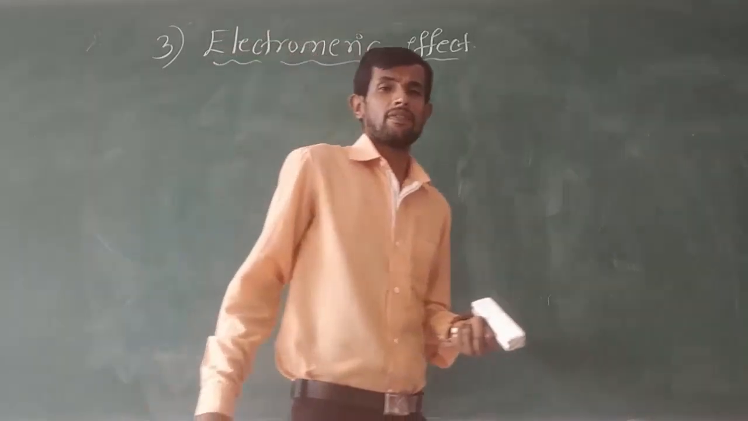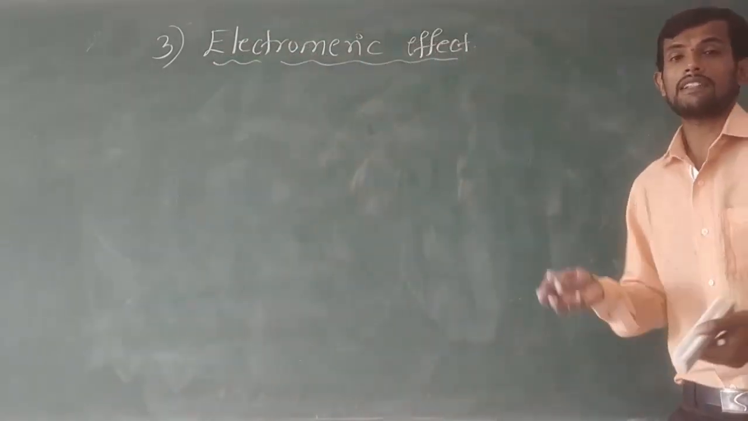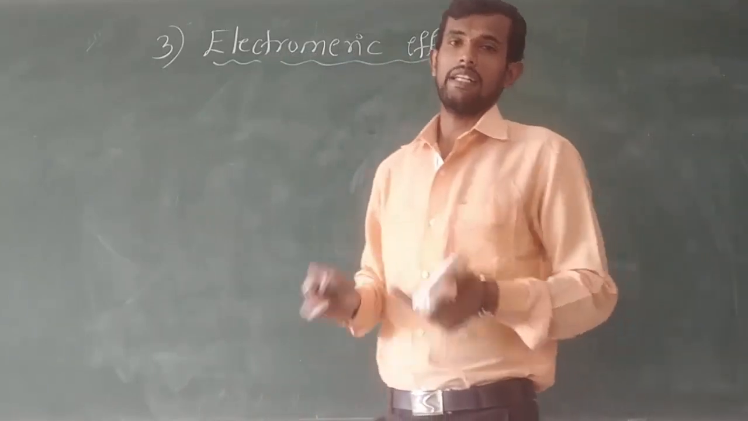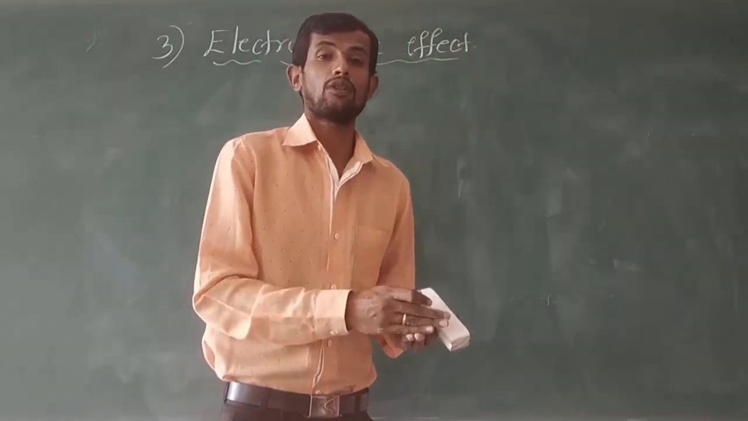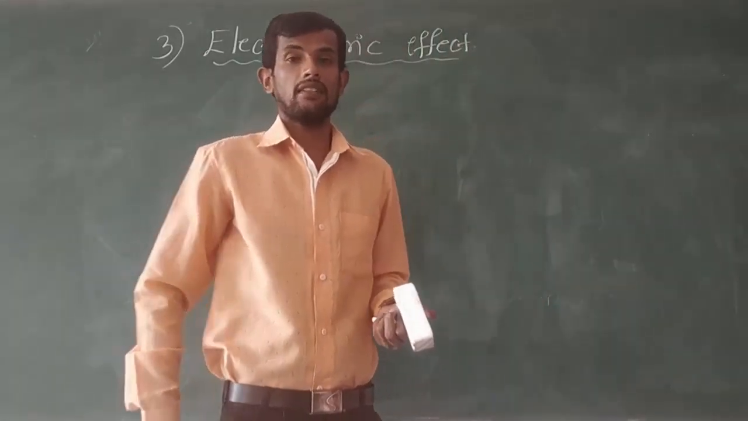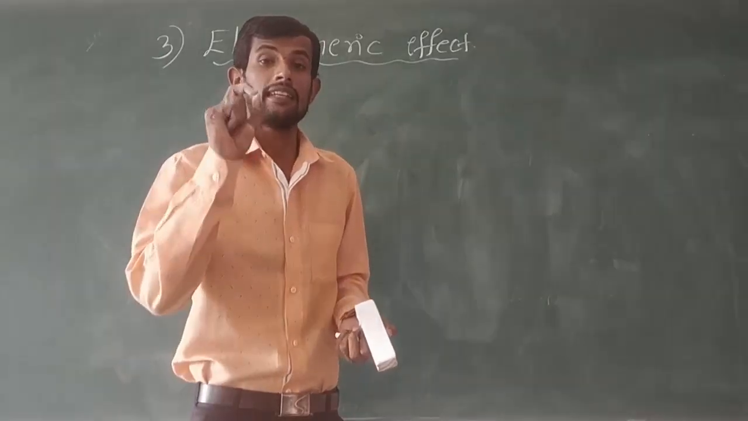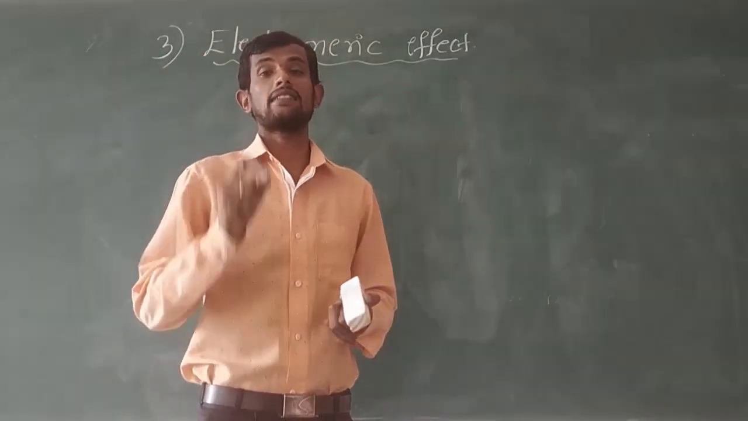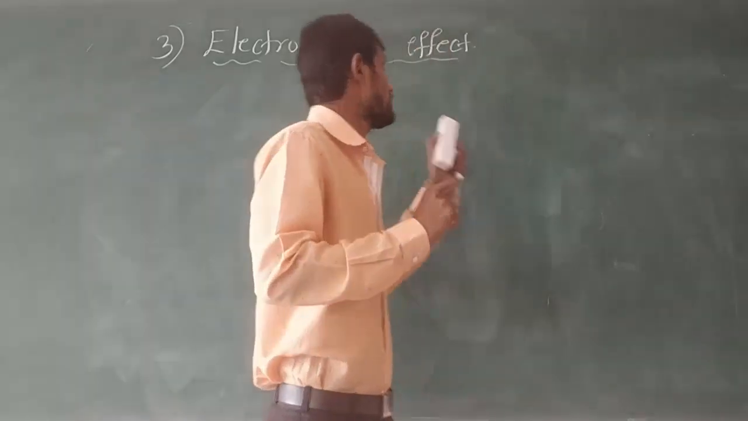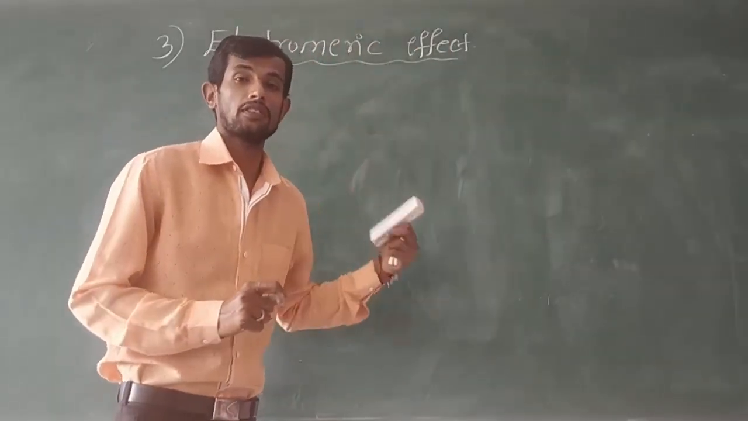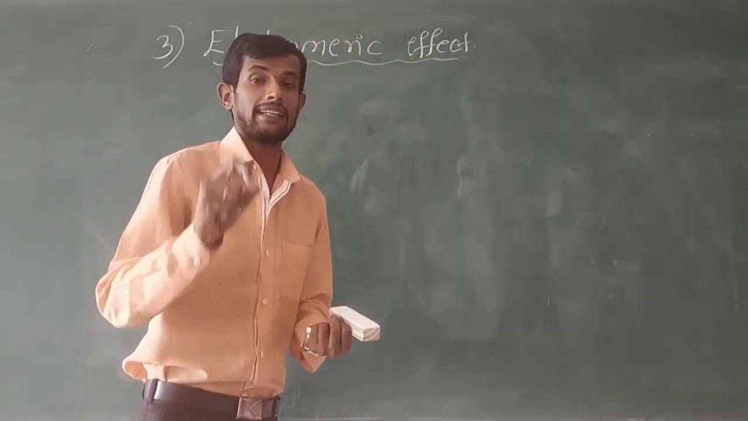Among these, which one is a temporary effect? Four options: inductive effect, mesomeric effect, electromeric effect, and hyperconjugation effect. Which one is the answer? Electromeric effect is the answer. Why is this the temporary effect? Because it takes place only in the presence of an attacking reagent.